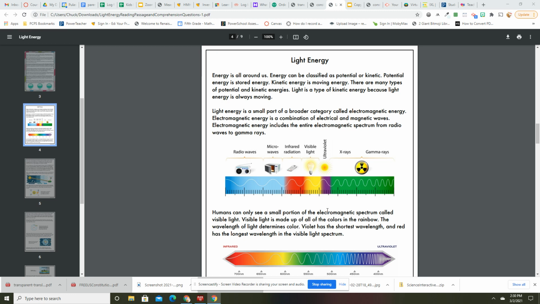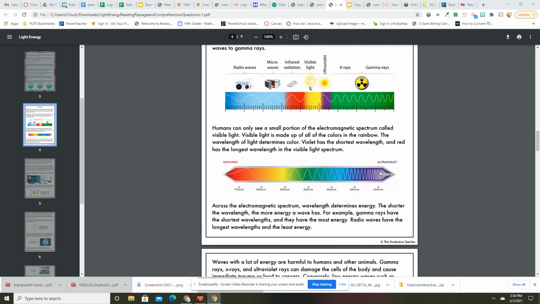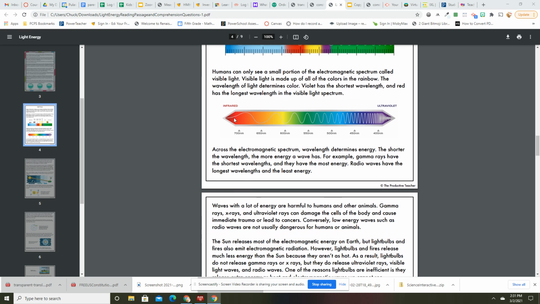Electromagnetic energy includes the entire electromagnetic spectrum from radio waves, right there, to gamma waves. Humans can only see a small portion of the electromagnetic spectrum called visible light. Visible light is made up of all the colors of the rainbow. The wavelength of light determines color. Violet has the shortest wavelength, and red has the longest wavelength in the visible light spectrum. So if you see there, it really shows you how long the red wavelength is compared to the violet.